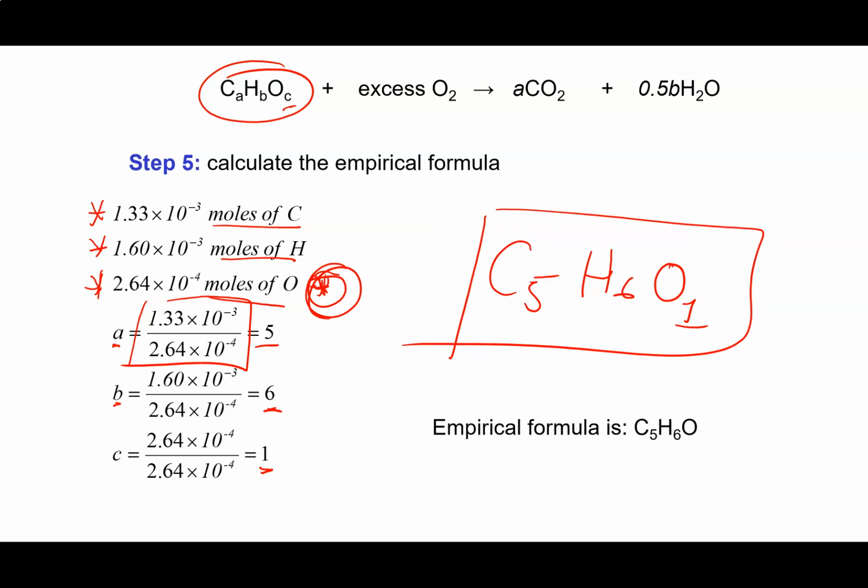So combustion analysis for just the hydrocarbon is pretty straightforward. But if you have a third element, could be oxygen, could be any third element, let's just call it X, it gets significantly more complex, and you sure as heck would want to be practicing those before you have to try and deal with one in a test or a quiz.